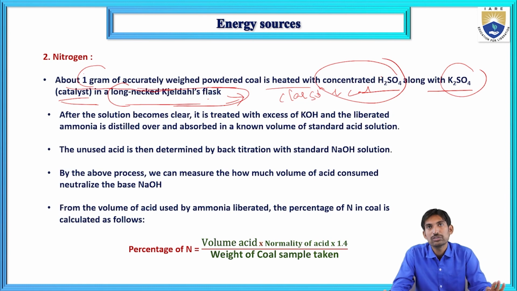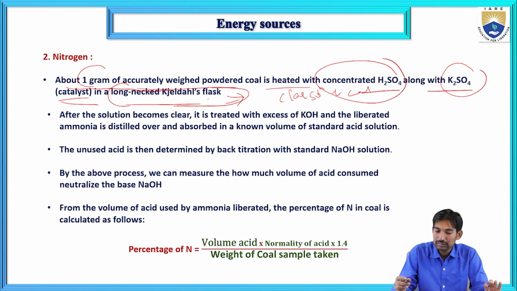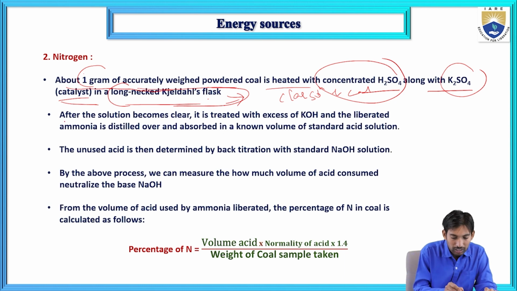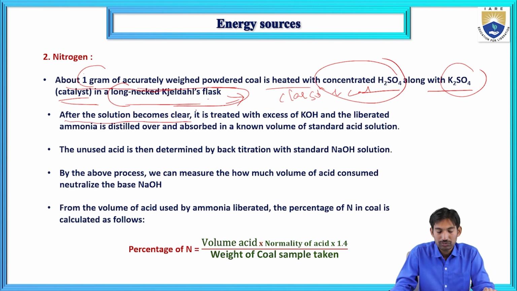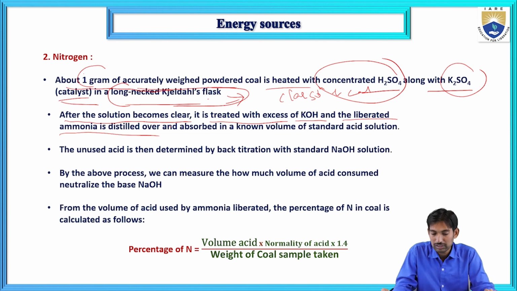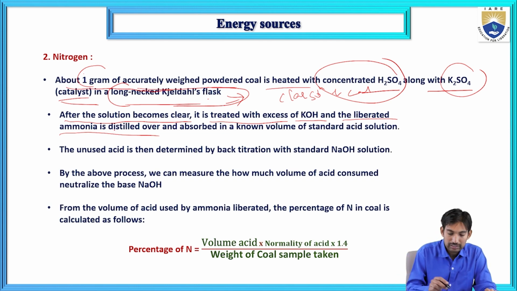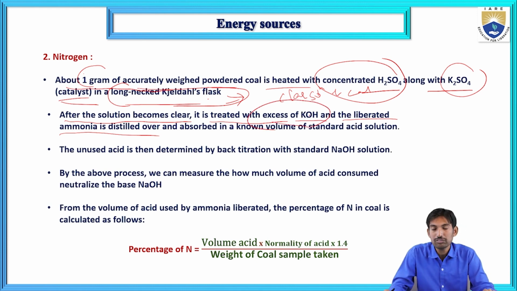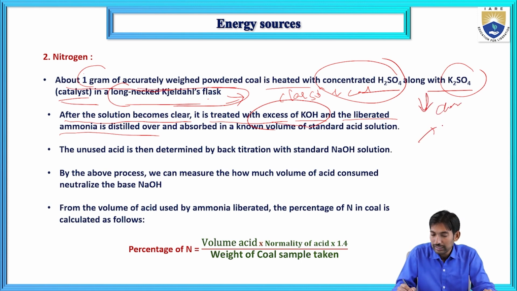First, we take 1 gram of coal sample and heat it with concentrated H2SO4 in presence of K2SO4. We will get the clear solution. After the solution becomes clear, it is treated with excess of KOH, and the liberated ammonia is distilled over and absorbed in a known volume of standard acid solution. After we get the clear solution, we add an excess amount of potassium hydroxide.